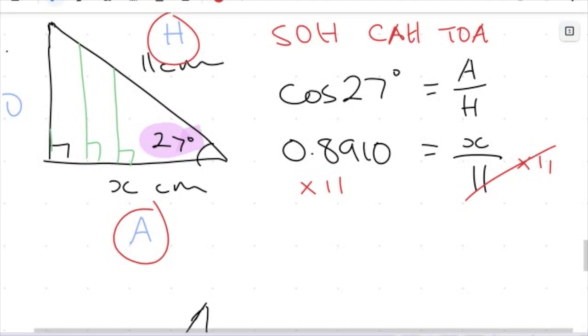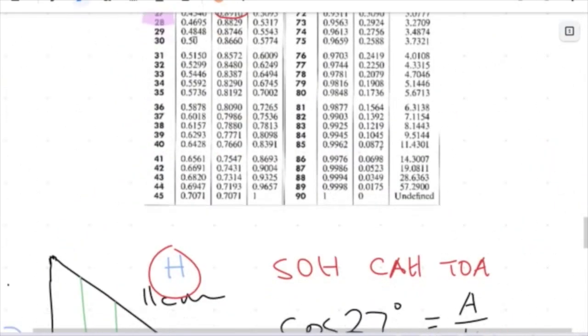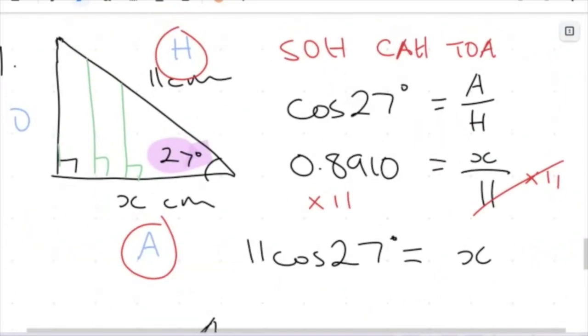So on the left-hand side, I can either write it as 11 times cos of 27 degrees, or 11 times this rounded ratio here. But once I do that, that gives me x equals, you can write it both ways, but I'll write it as 11 cos 27. And as I said before, you don't have to do this step. This is just me reintroducing this type of table for us to work through.